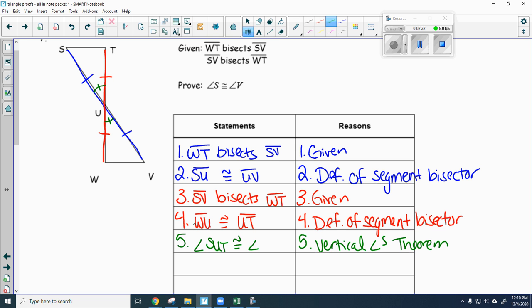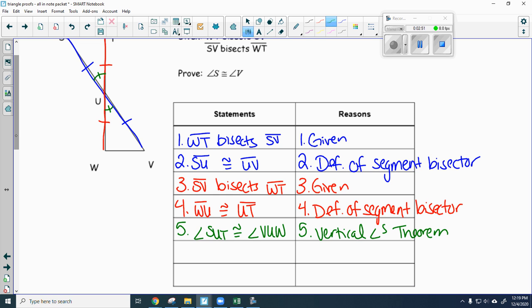The other angle you can call either WUV or VUW. Make sure you use 3 names for those. You cannot just call those angle U because we don't know which of those angles we would be talking about. Okay, once we put that marking in there, you should notice that I've got 3 pairs of markings up here. That is enough for a shortcut.